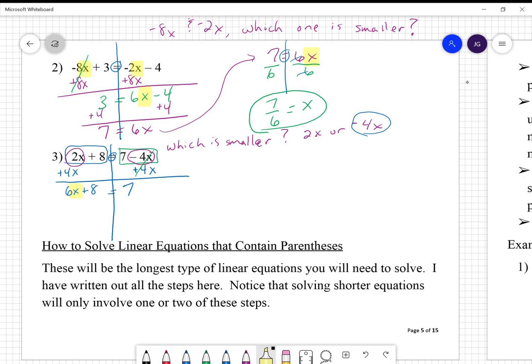Okay, I need to get rid of 6 or 8. I'm going to get rid of the 8 because that's a plus 8. I subtract 8 on both sides. The 8's cancel. My new equation is 6x equals negative 1. Is your variable by itself? No, it has a 6 next to it. And it means 6 times x, so the opposite of times is divide. The 6's cancel. I get x equals negative 1/6.